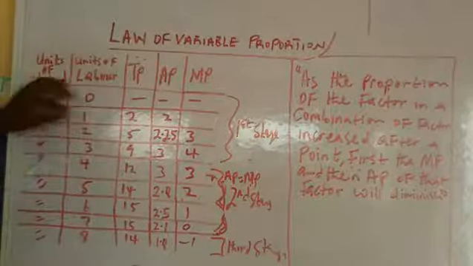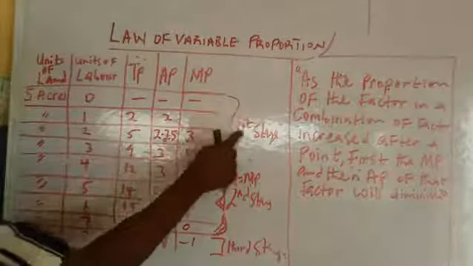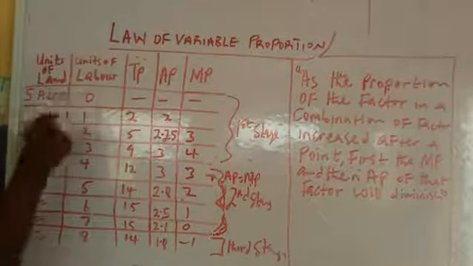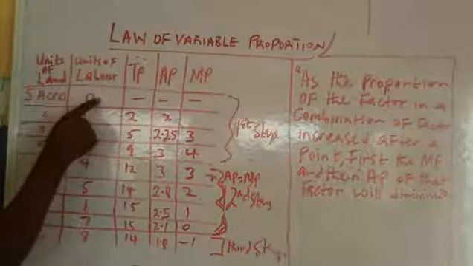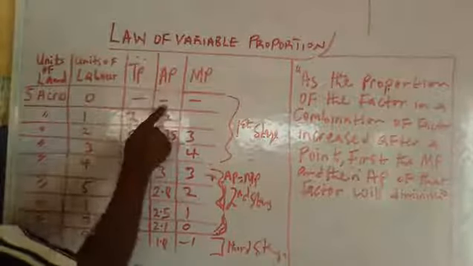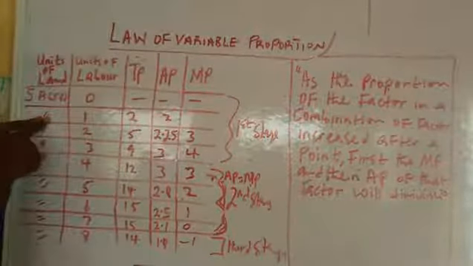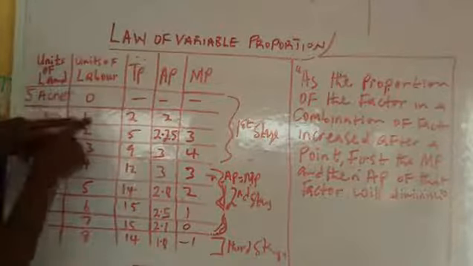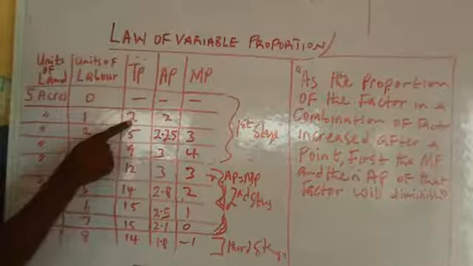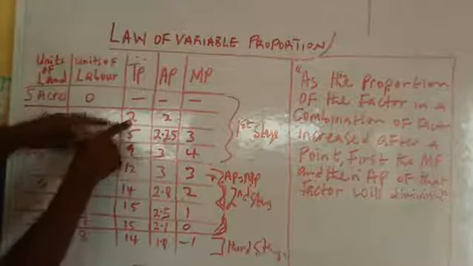Now, if we look at the table, we have 3 stages here: first stage, second stage, and third stage. At the initial stage, when units of labor are nothing, nothing is going to happen on the farm. The total product is going to be nothing, the average product is going to be nothing, and the marginal product is going to be nothing. But when we employ one laborer on our 5 acres of land, this one laborer is able to produce 2 units of the product, maybe 2 tubers of cassava. So the average product is 2.